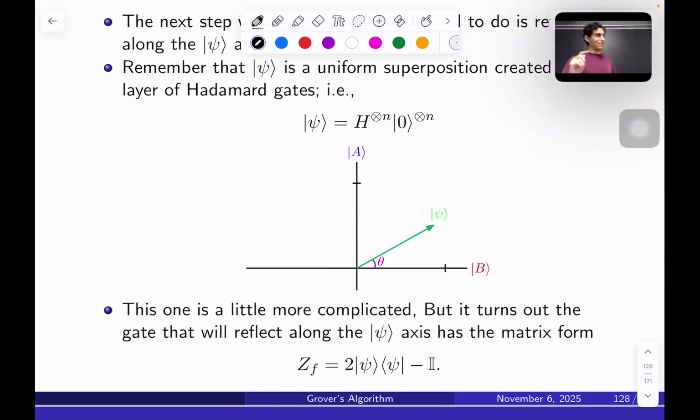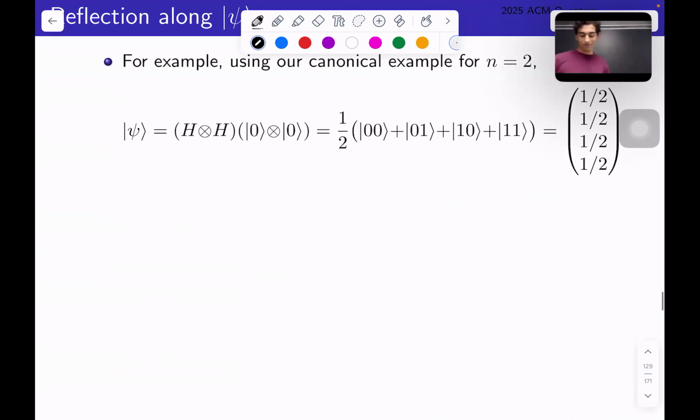So the matrix representation of the gate that'll reflect around psi is given by this, which has a little weird notation. So I'll go through an example. Let's just say n equals 2 again. Psi is 2 Hadamards applied on both qubits of the 0 state. In matrix form, first you get the uniform superposition. In matrix form, it's this column vector.